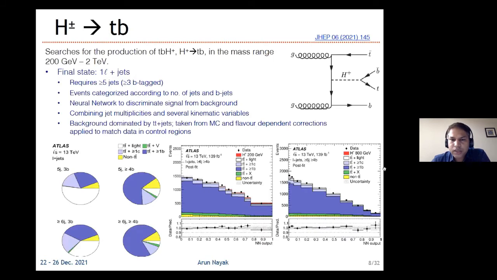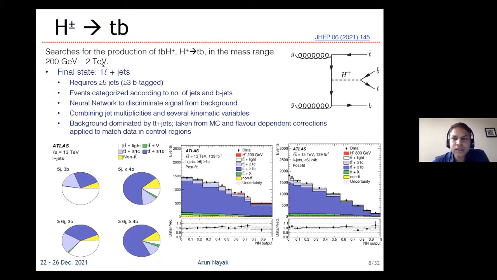So this was one of the major analyses in the search for the charged Higgs at the LHC. Then the next one is the charged Higgs going to tb. It is particularly important at the high tan beta region, as you saw that at high charged Higgs mass, the branching fraction is highest to the top and bottom quarks. So the searches are performed in the range 200 GeV to 2 TeV by ATLAS.